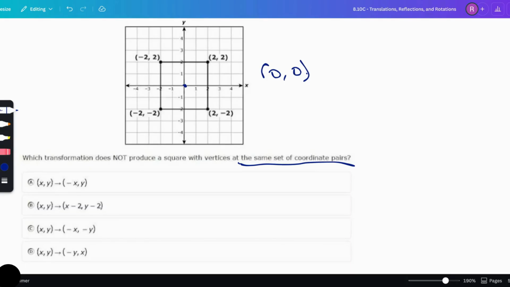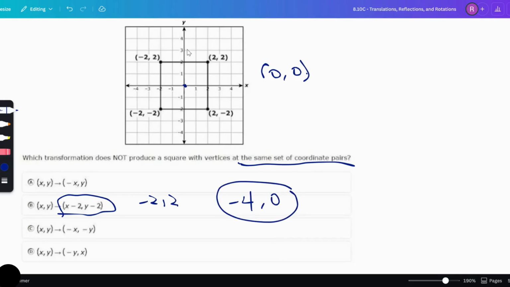They will change only if you add something to them. For example, take a look at this one: x minus 2, then y minus 2. When you do x minus 2 then y minus 2, the points will change. Let's take negative 2 comma 2 as an example. x minus 2 is negative 2 minus 2, which is negative 4, and y minus 2 is 2 minus 2, which becomes 0. So this point becomes negative 4 comma 0.